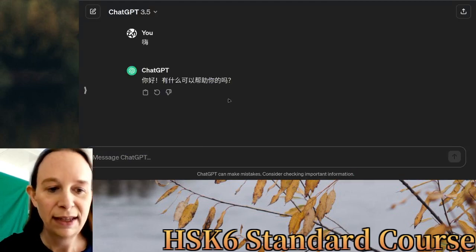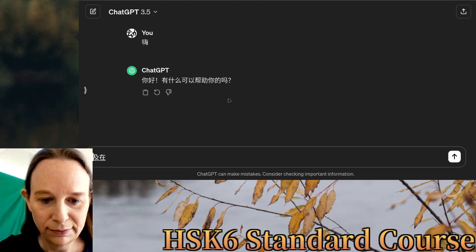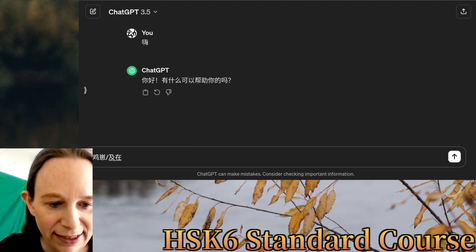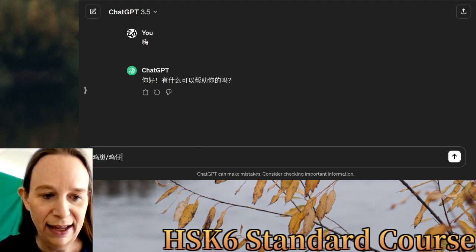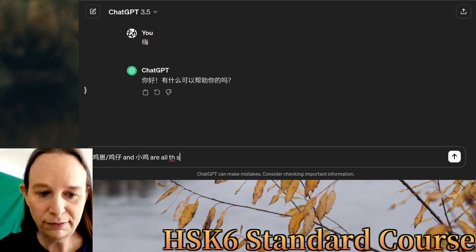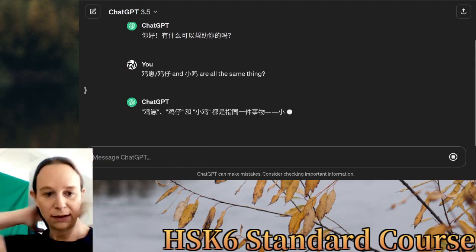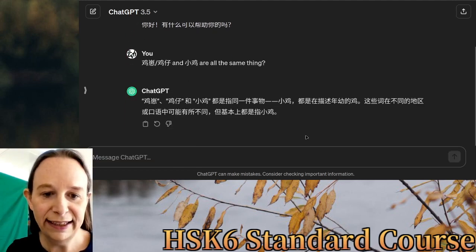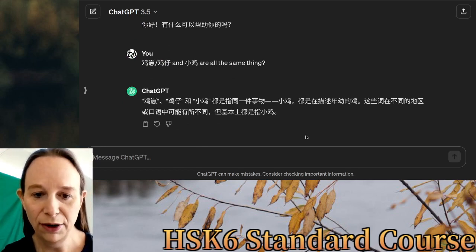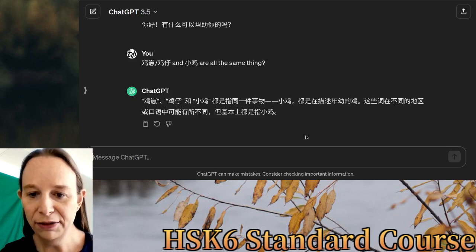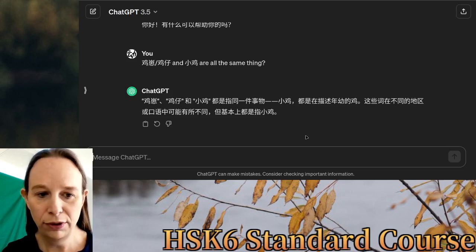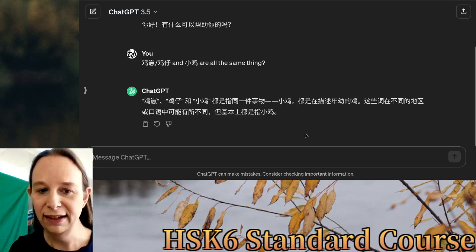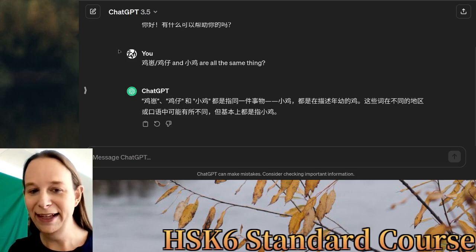Let's ask ChatGPT. 鸡仔. Maybe I'll put the other one in just in case I need it. 鸡仔 and 小鸡 are all the same thing. 鸡仔和小鸡都是指同一件事，小鸡都是在描述年幼的鸡，这些词在不同的地区和口语中可能有所不同，但基本上都是指小鸡。Okay, so ChatGPT thinks they're all the same thing. I think they're all the same thing.